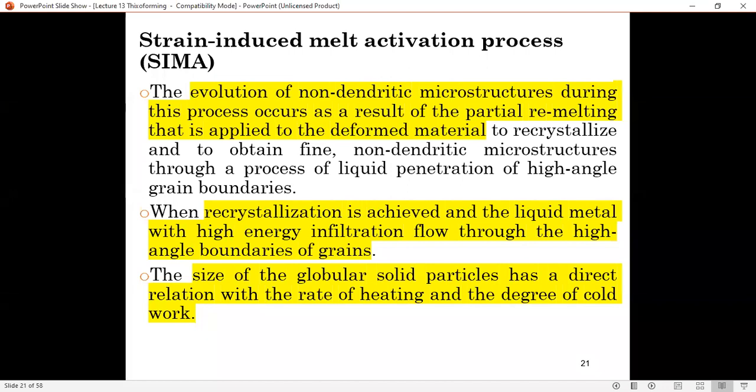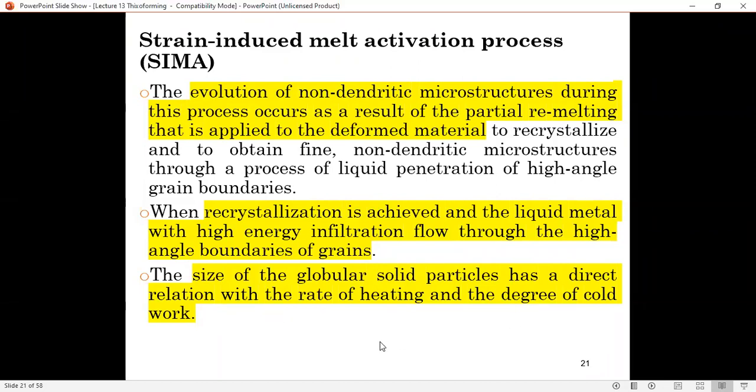Remember the initial discussion just now, when we want to form these billet materials, the Thixo billet material, Thixo slurry material. You have two objectives. One is you want to convert the dendritic structure into spherical or globularized structure. The second is you want to have a fine structure. The fine structure, the grain size, is basically controlled by the rate of heating and also degree of cold work.